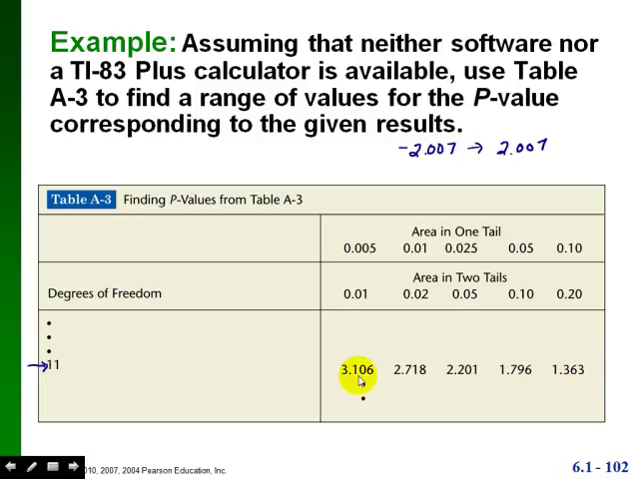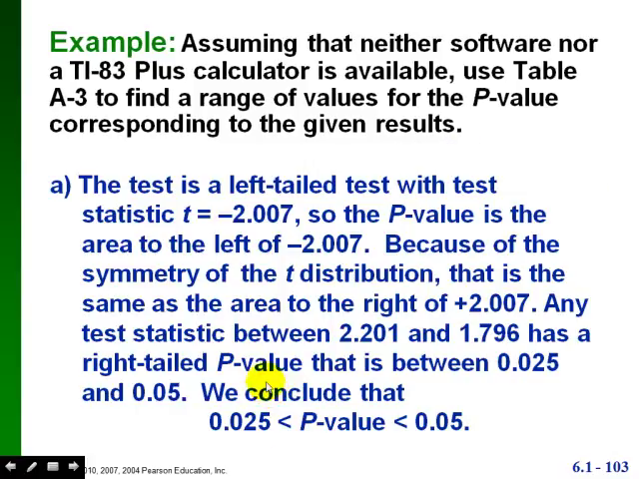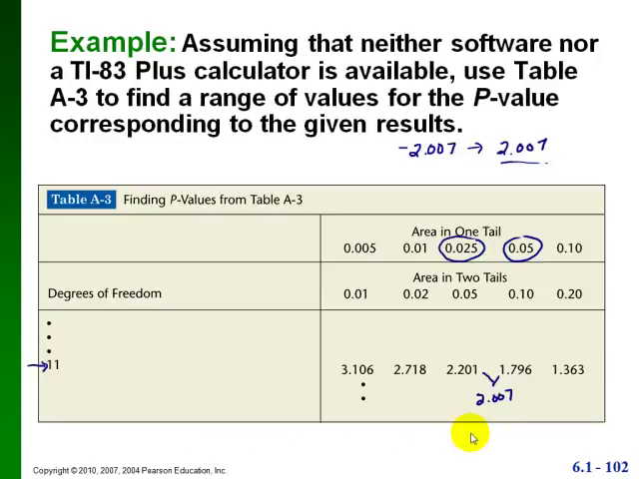Since we had a left tail hypothesis test, we're looking at the area in one tail. So we want to see where this test statistic fits in between these numbers. The 2.007 would actually be between the 2.201 and the 1.796. So that says that our area would be somewhere in between 0.025 and 0.05. So that means our p-value is between 0.025 and 0.05. Now let's go back and look at the next problem.